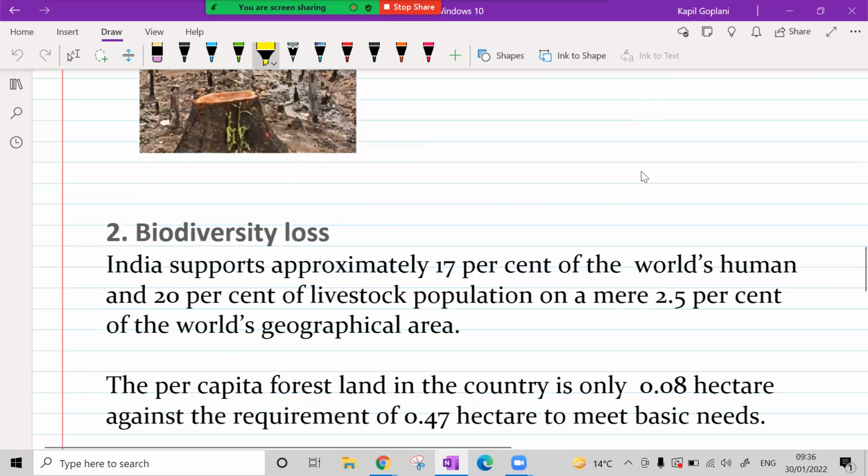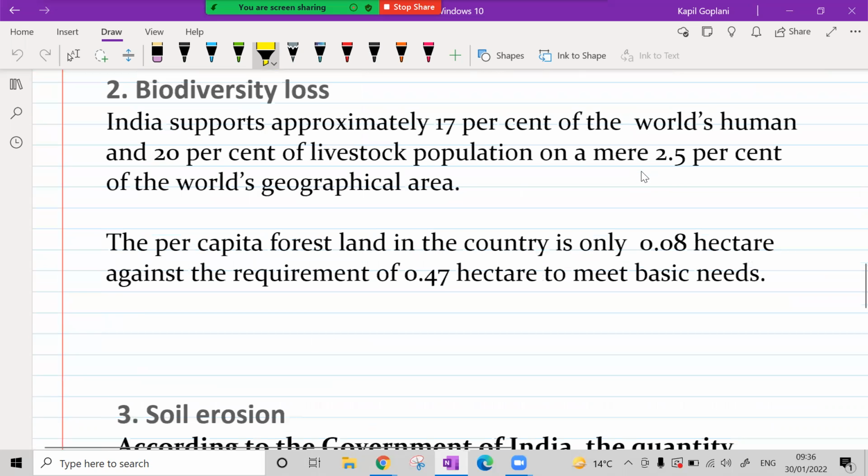Yes. Now, coming on to biodiversity loss. India has 17% of the human population and 20% of the livestock population, but how much percent of geographical area? Only 2.4% of the geographical area is with us. We have to sustain that human population and livestock population, but we have only that much area. That is a cause of concern.